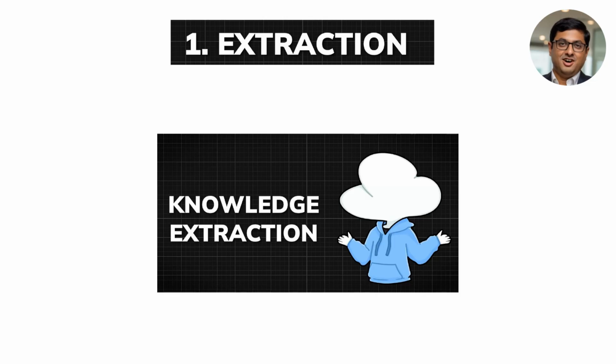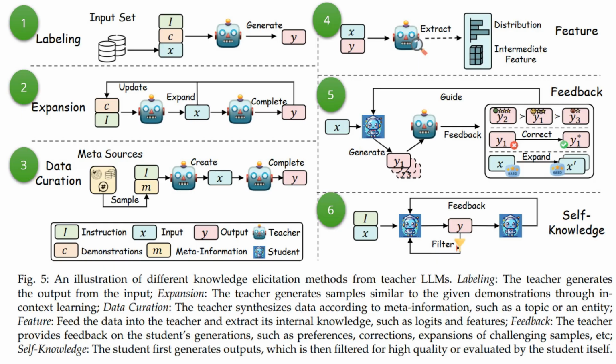The first step of knowledge extraction could be performed in several ways. There are 6 different ways knowledge can be extracted. Let's see those. Here are the 6 ways in which training samples can be generated using the teacher model. In the next few slides, we'll see each of these with concrete examples.